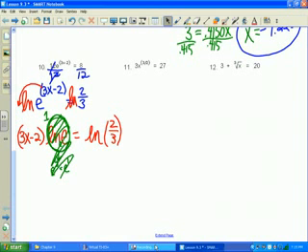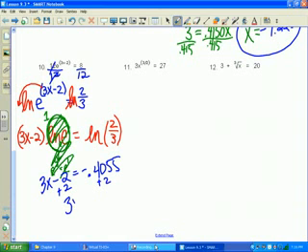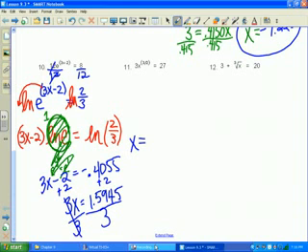But I do have to figure out what the natural log of 2/3 is, and the natural log of 2/3 is negative 0.4055. And so 3x minus 2 equals negative 0.4055. Add that 2 over and then divide by 3. So now I'm just doing regular Algebra 1, solving: 1.5945 divided by 3. And my answer is 0.5315.